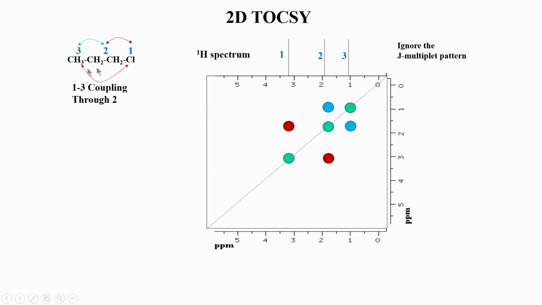But now, in a COSY we could not see a coupling between proton 1 and 3 because they were far away, but now you can see here that an intermediate proton 2 is present. So, in this molecule, if 1 is coupled to 2 and 2 is coupled to 3, in a TOCSY I can connect 1 to 3 through the coupling to 2.